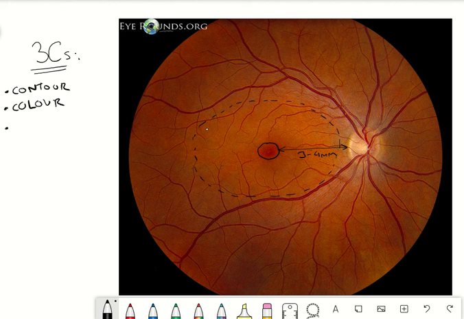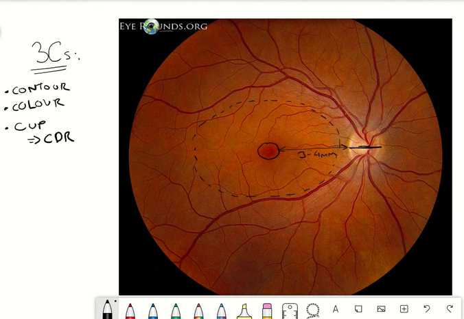And the last thing is cup. So we look at what's called the cup to disc ratio, CDR, and that is the ratio of the length of the cup, so the inner bit, to the full diameter of the disc. So if I were to draw it here, this is about the diameter of the cup, and the whole diameter is this length here. And the normal range is 0.4 to 0.7.